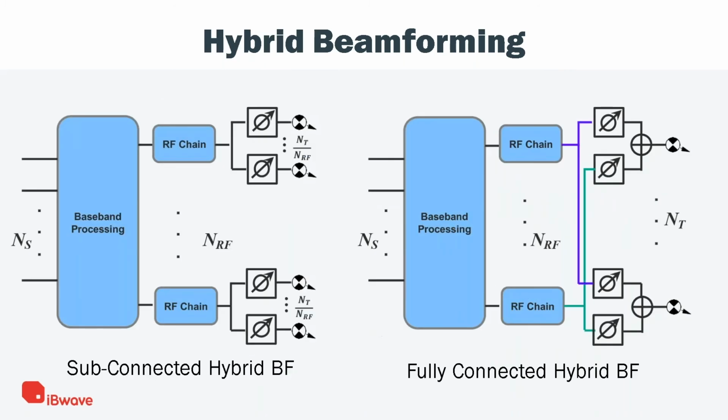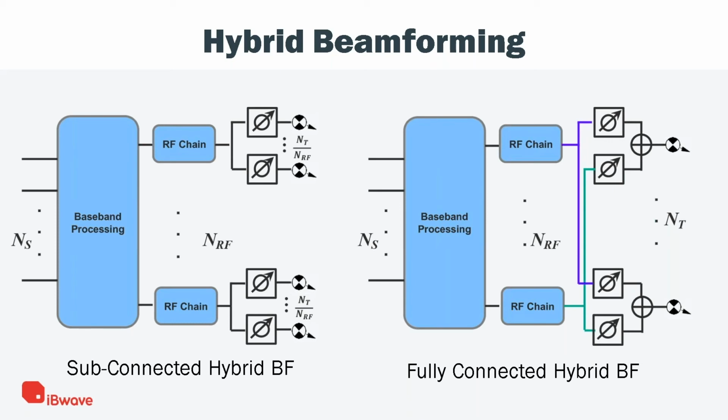Now, if we want to use the advantage of digital beamforming and the advantage of analog beamforming, there is another type, which is hybrid beamforming, which combines the two different beamforming types. In this case, for hybrid beamforming, it's going through three different levels. The first one, what you see on the left side, is the number of your spatial streams, or the number of signals you want to transmit. And then you have the number of RF chains after baseband processing and before applying analog beamforming.